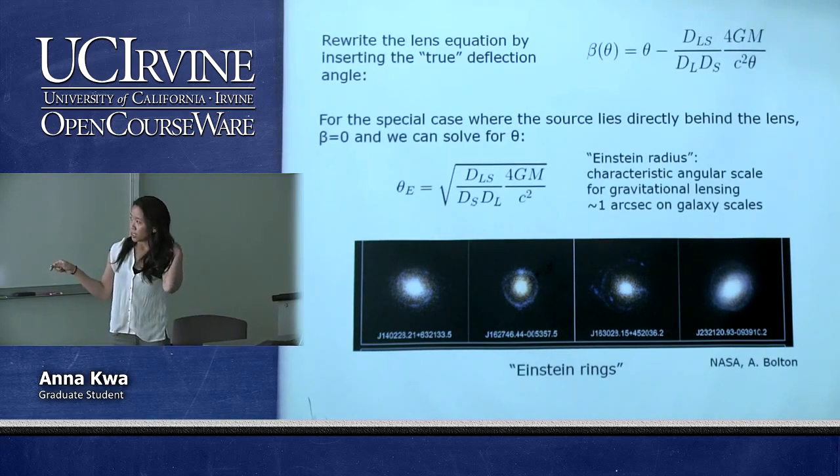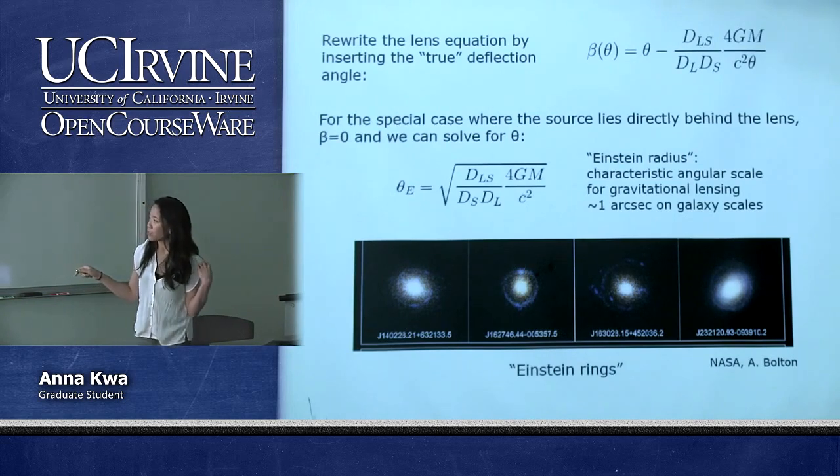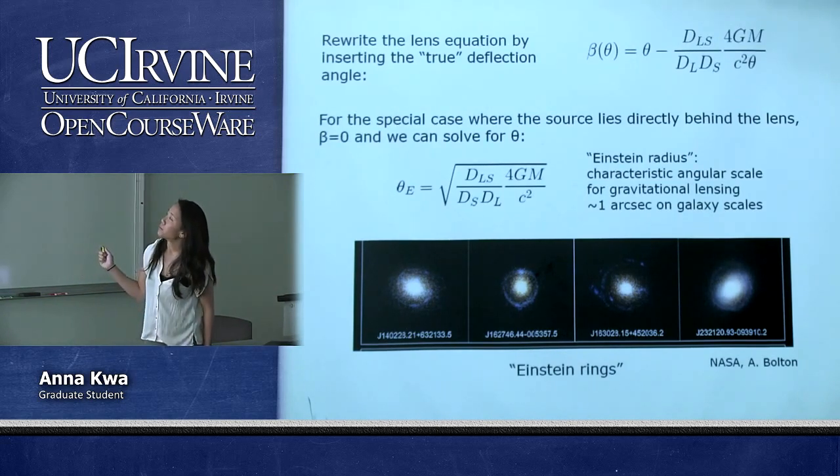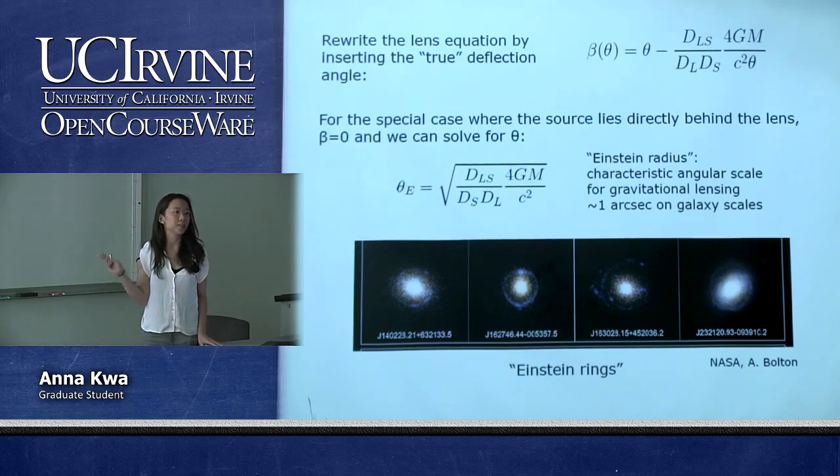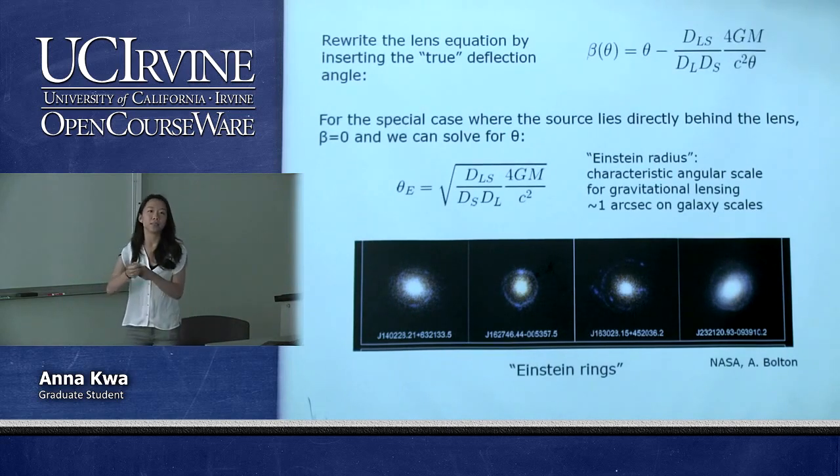And these are just some nice examples of Einstein rings from the Hubble Space Telescope. And also, if you plug in numbers, the Einstein radius is about 1 arcsecond for galaxy scales, and that's something that we can observe, obviously. If you're looking at a smaller scale, like a couple stars in our own galaxy, then this is not observable. But you can see some lensing effects. I'll get to that later.